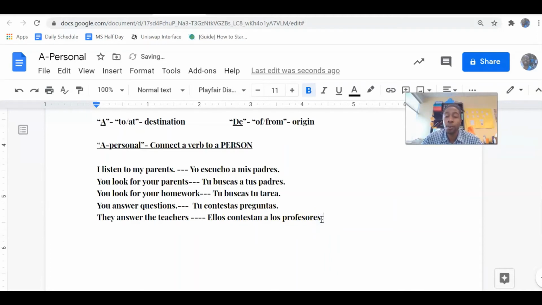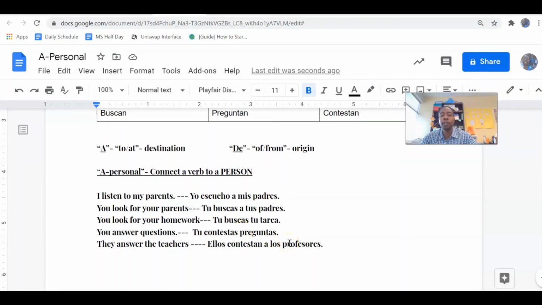So if we're doing a quiz or a test in class and you had an a here where you didn't need it, I wouldn't take away any points. I would correct it and say you have an unnecessary a. While here, if you chose to say contestan los profesores and you don't have a, you would lose points there.